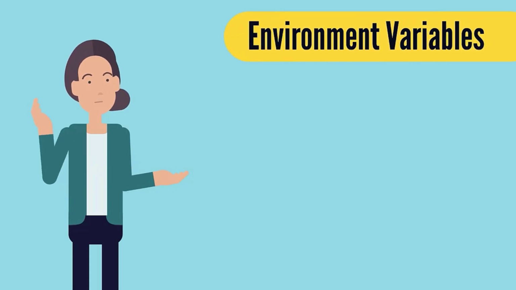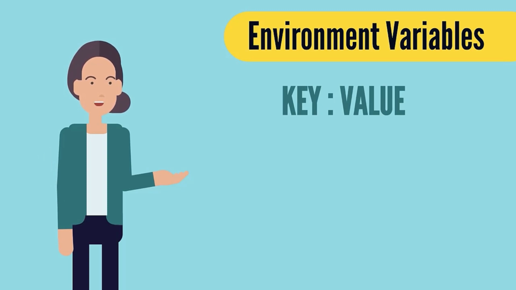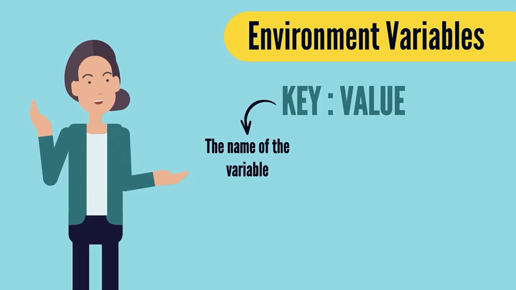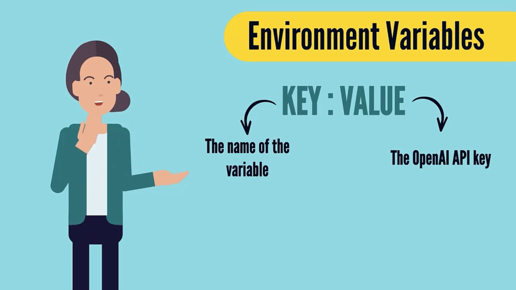First, let's delve into the concept of environment variables. An environment variable is a key value pair used by the operating system, with the key corresponding to the name of the variable, while the value representing, in our case, the OpenAI API key. The key and the value are typically stored as strings.